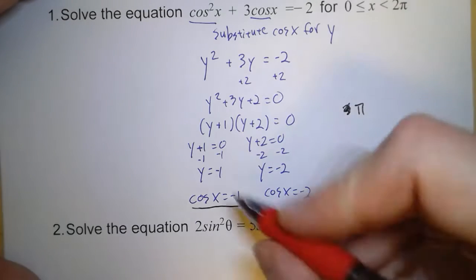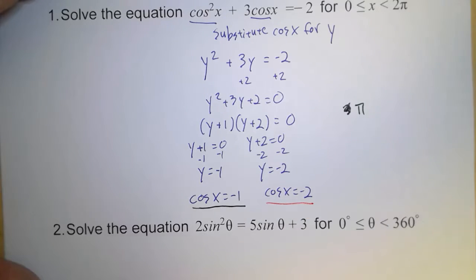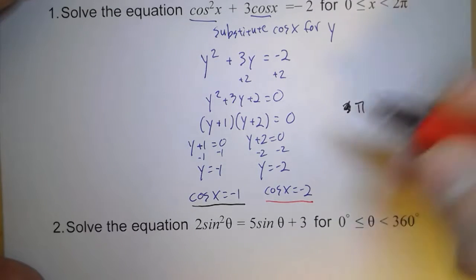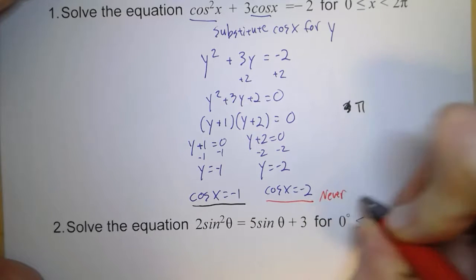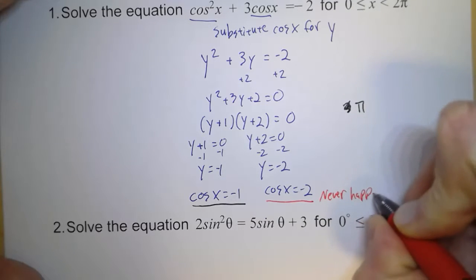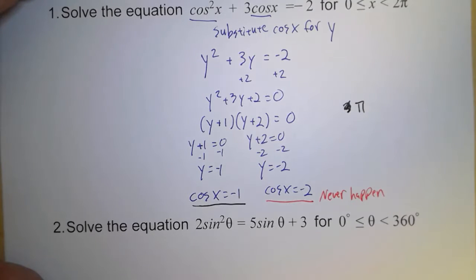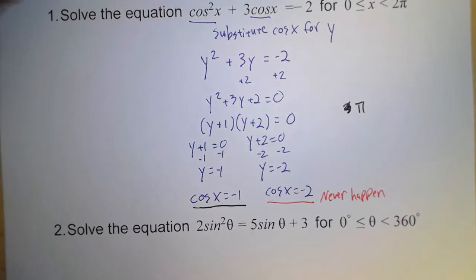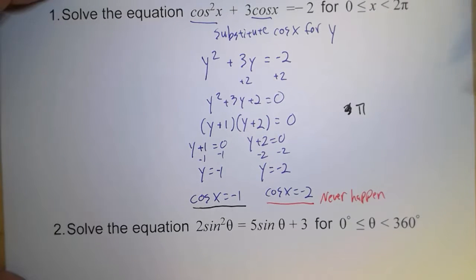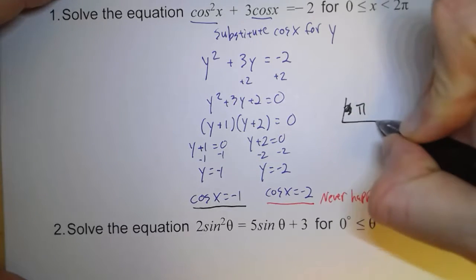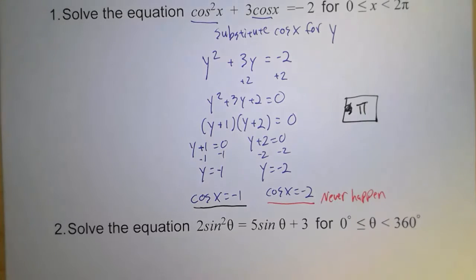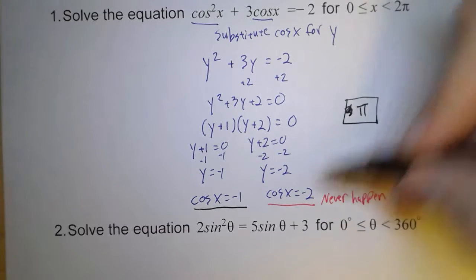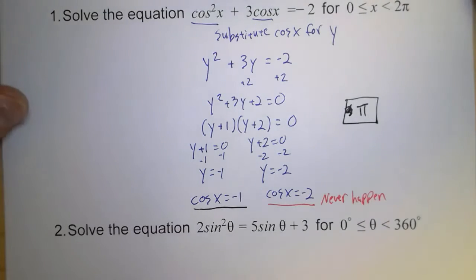Now what about cosine equaling negative 2? Well, actually, that never happens. That doesn't happen because on the unit circle, the cosine ratio is the x value, and the smallest x value that you see on the unit circle is negative 1, which happens at pi, which is this answer. And so because negative 1 is the smallest it can be, this just doesn't give us any answers.